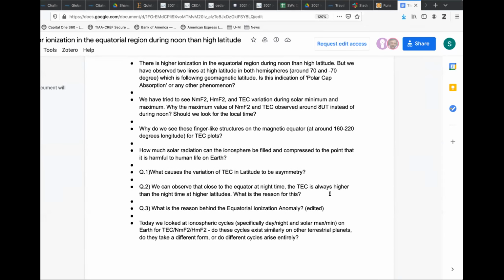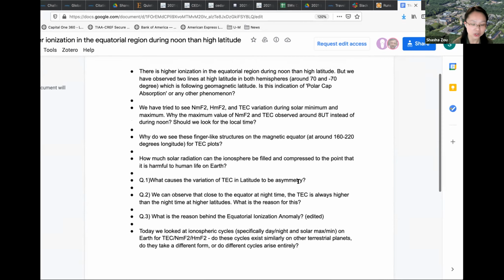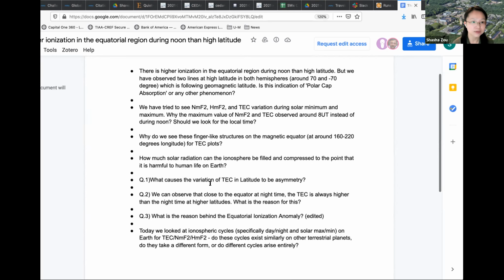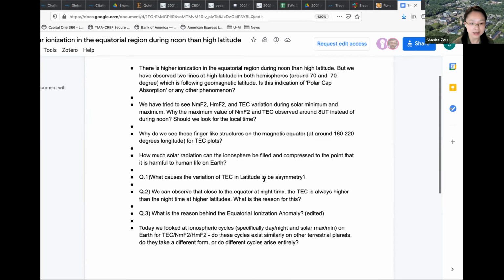Okay, so I think what I just showed can explain some of those questions here, like what causes the variation of the TEC in latitude to be asymmetric, right? If the question is about the seasonal, hemispheric asymmetry, I think what I just mentioned would explain that, right? The thermospheric composition change gives you the ionosphere hemispheric asymmetry and seasonal variation.